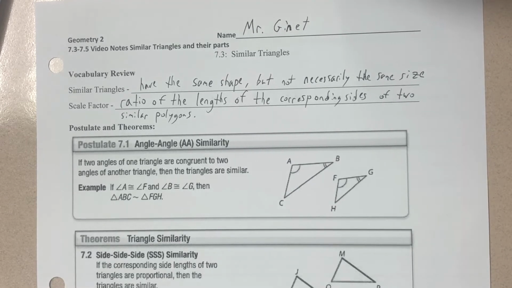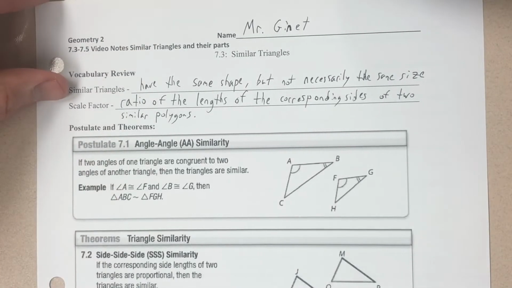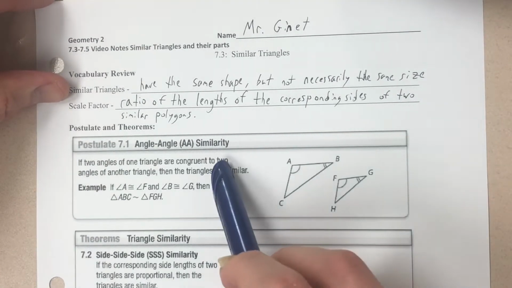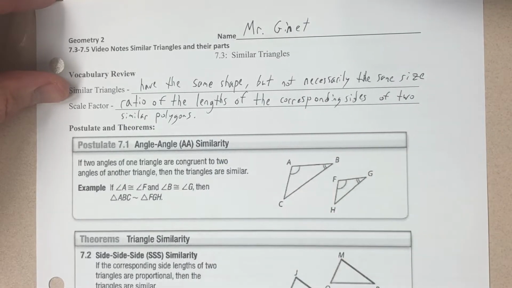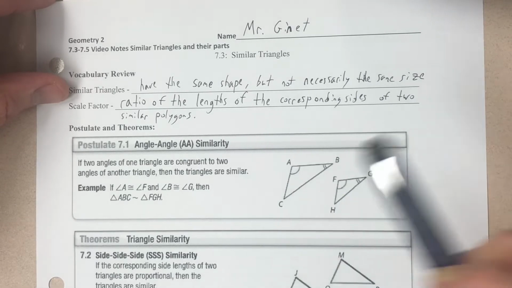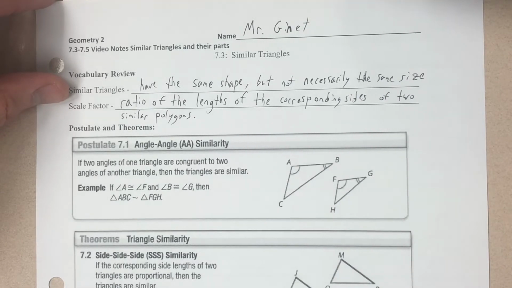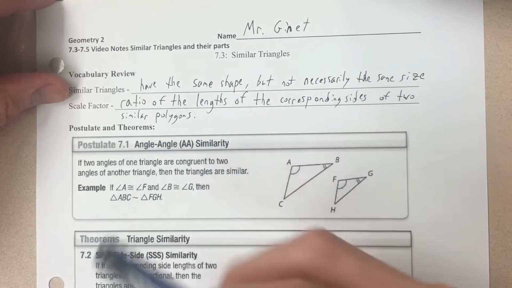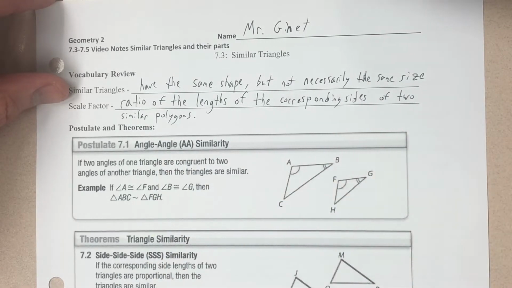So for similar triangles, we have three different ways to prove their similarity. We can use angle-angle similarity. Remember how when we had congruency, we had angle-side-angle or angle-angle-side. For similar triangles, it doesn't matter where the side is that we know, as long as we have angle-angle similarity. If we have two angles, we know the two triangles are similar.